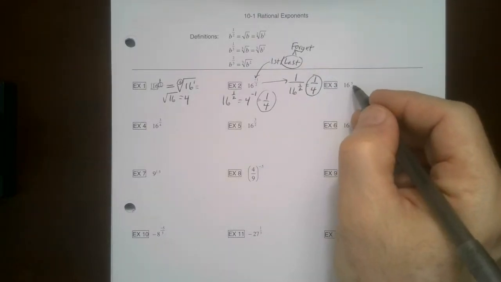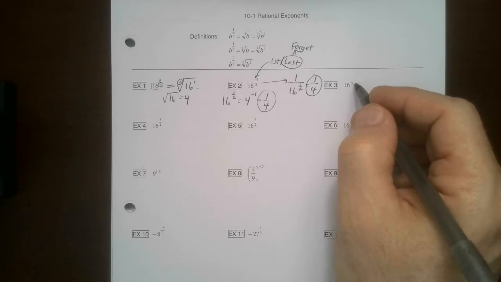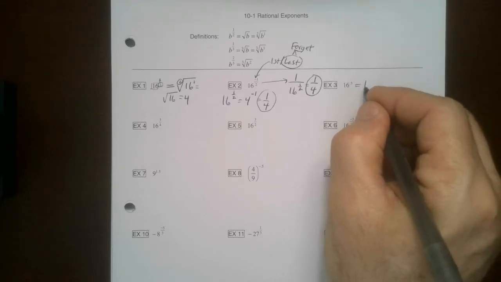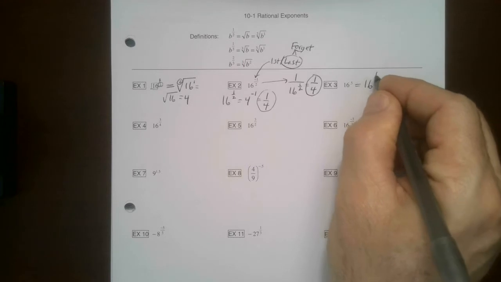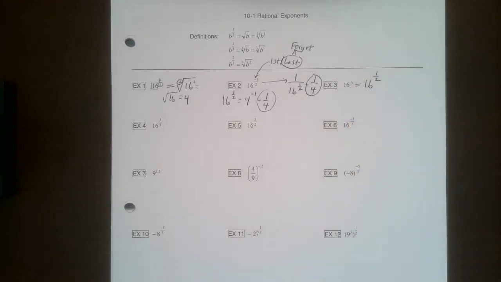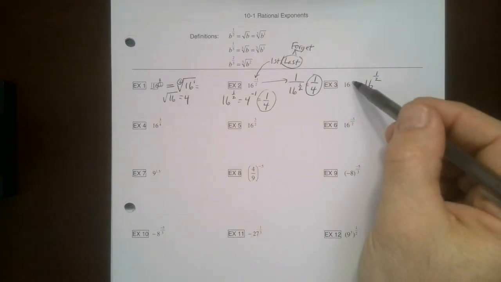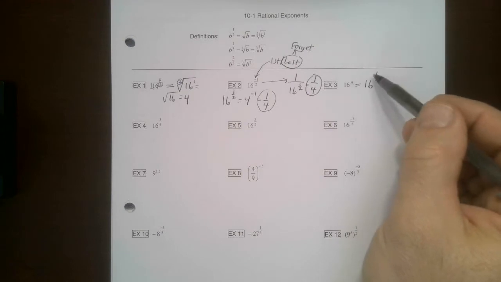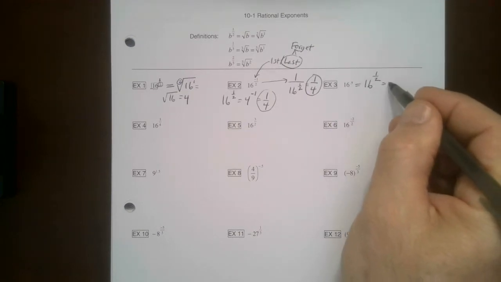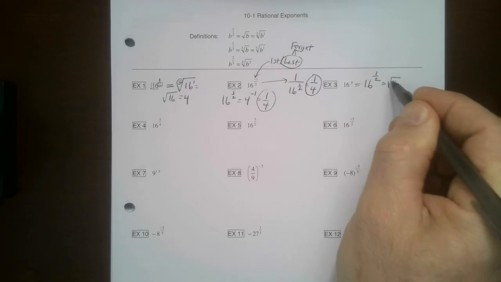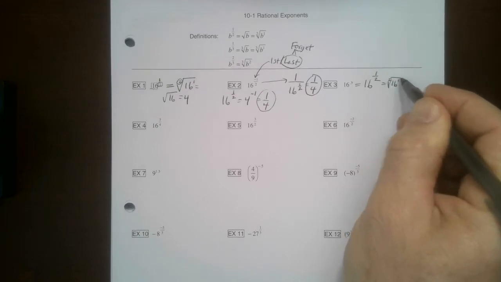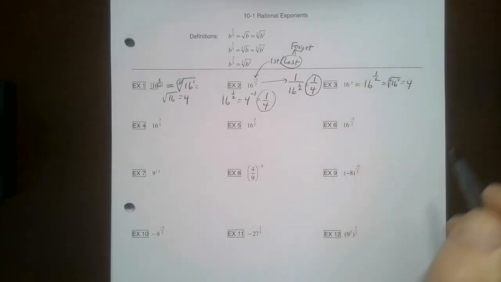Don't panic when you see the decimal there in the exponent, because that's just a different way of writing. 0.5 is the same thing as 1/2. In other words, you don't want a decimal there. You want to turn it into a fraction, and then it will make sense, because this is the same thing as the square root of 16 with a little invisible 2 there and invisible 1 there, which is just 4.